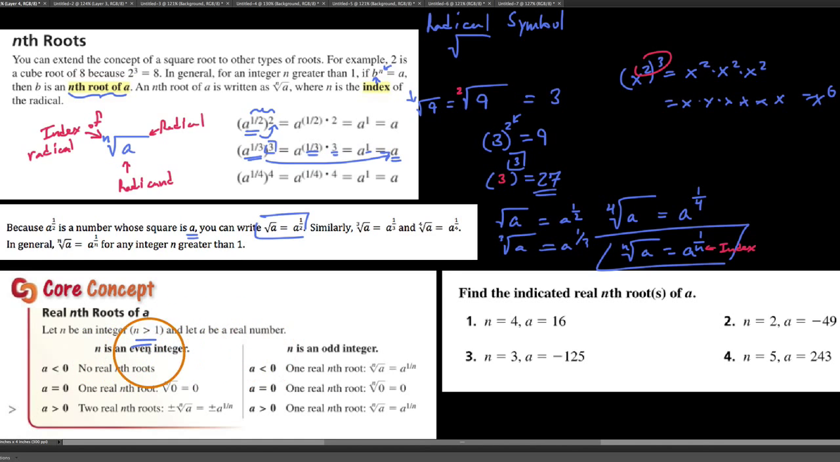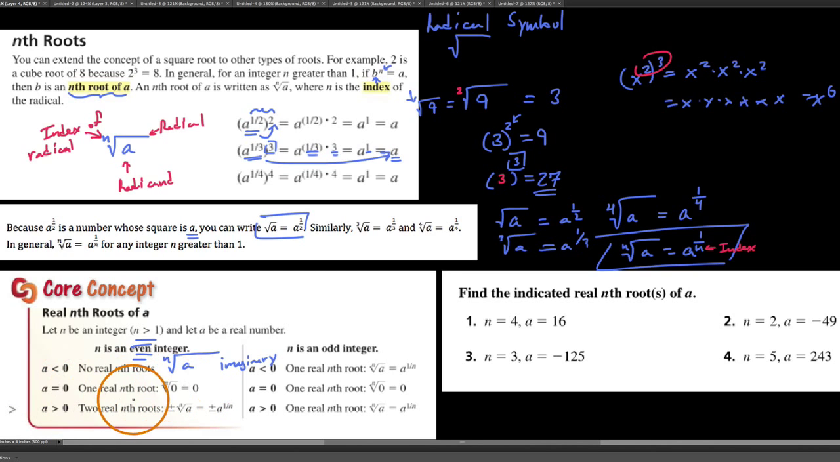So we're going to split this up here, but we say if n is an even integer, in other words, if you're taking the square root of a number, if a is negative, then no real nth roots exist. And so what we're going to say is this: the nth root of a, where a is negative, would be imaginary. We can't take the square root of a negative, or the 4th root, or the 6th root, or the 8th root, or any even root of a negative. You get imaginary results.